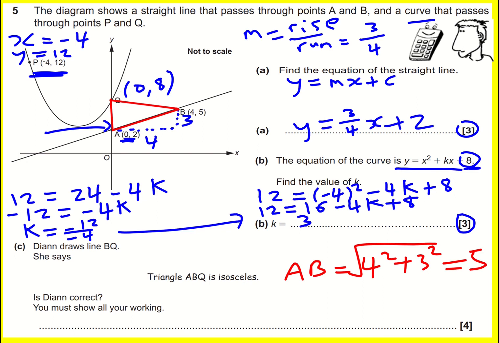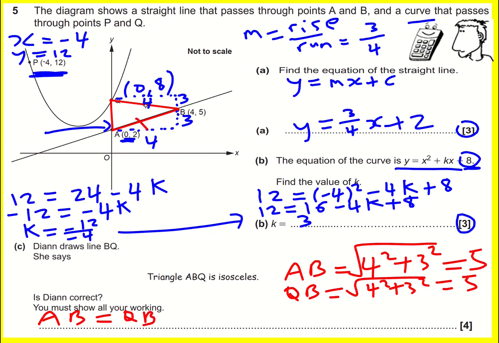We're going to do a similar thing for the top one, and again, we're going to go along 4, and we were at 8, and we're going down to 5, so we're going to go down 3. So immediately we can see that this is going to work. We're going to get that QB is, again, the square root of 4 squared plus 3 squared, which is equal to 5. So AB equals QB. These 2 little lines we can put in on it. The triangle is isosceles.